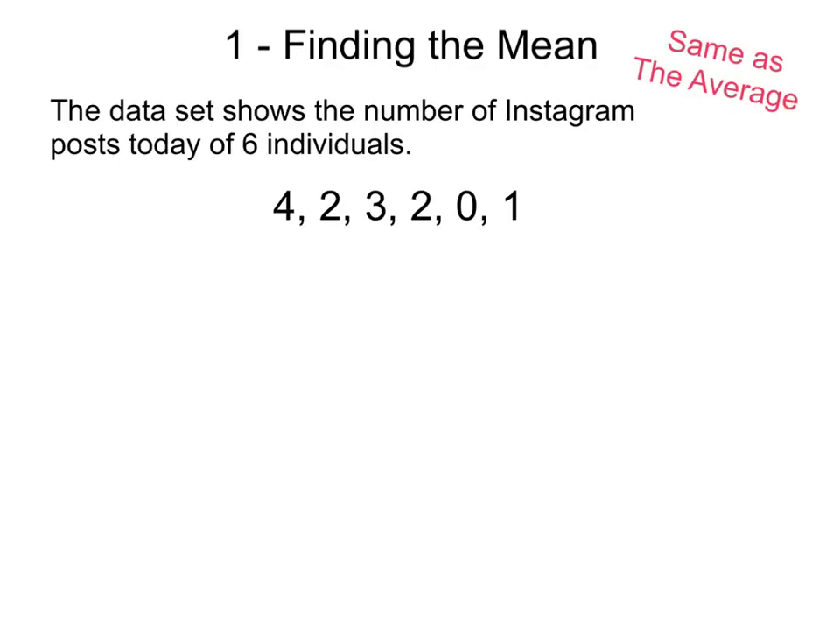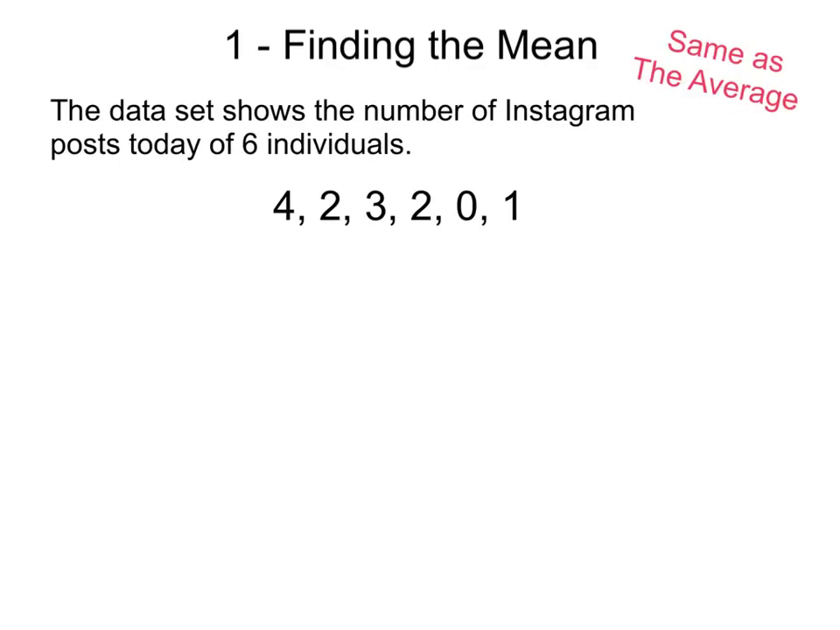So the first thing we're going to do is find the mean. Another way to talk about the mean is finding the average. So the mean is the same as the average of a set of data. So remember, we're summarizing a whole set of data with just one number. So for the mean, we're using the average to summarize it. So let's look at an example.